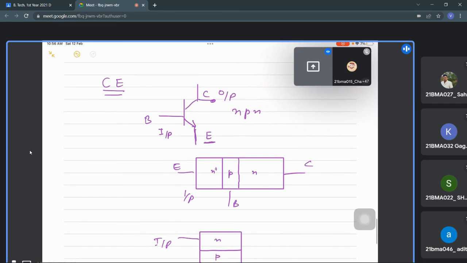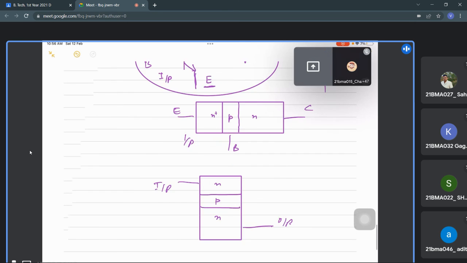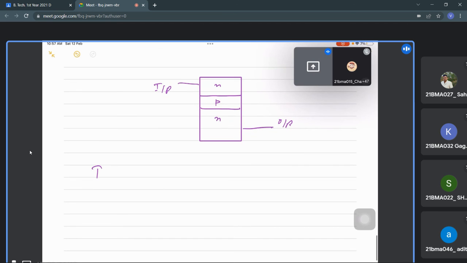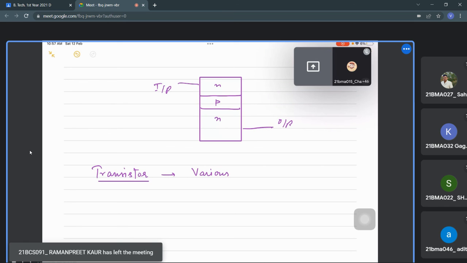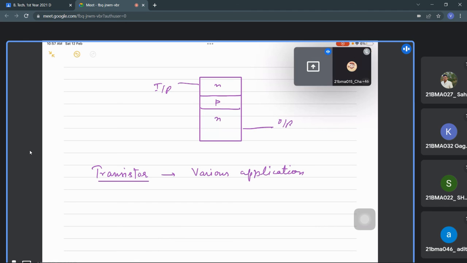But this is, you can say, the configuration of or the symbol of the transistor. And PNPs, we know this is PNP transistor. Okay. So the purpose of transistor is why we are studying this topic, because we can use it in various applications. ओके, वी कैन अप्लाई इट. कहाँ अप्लाई कर सकते हैं?